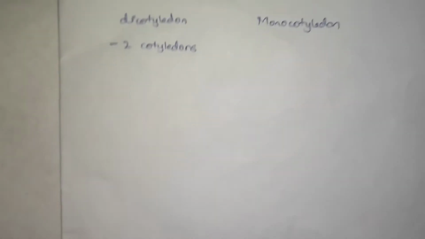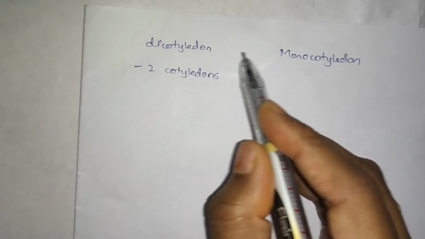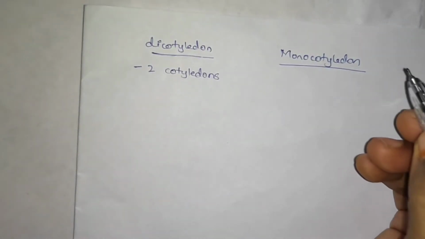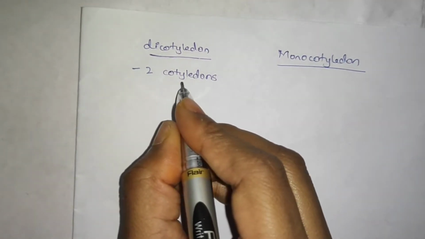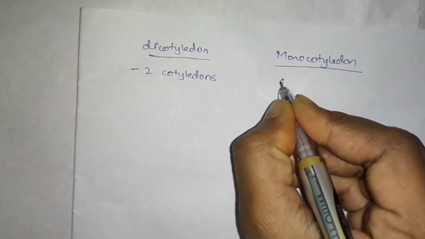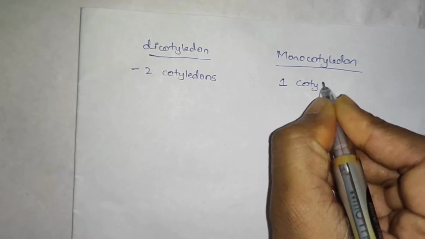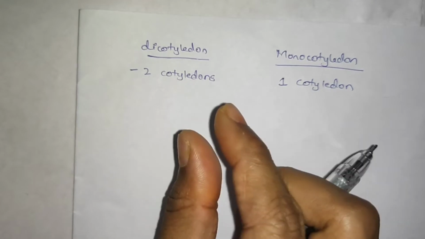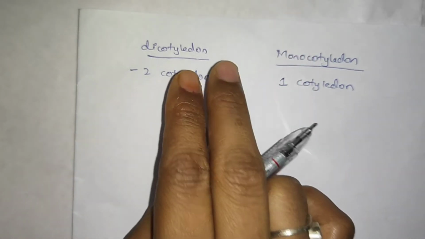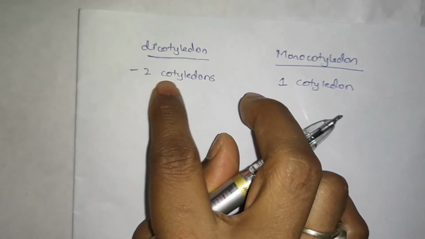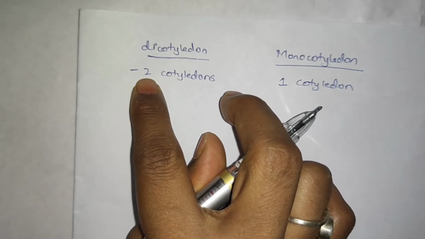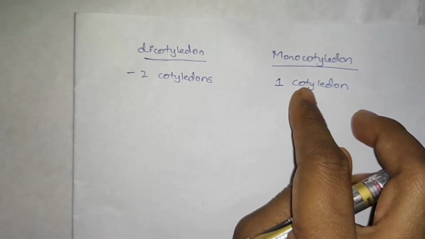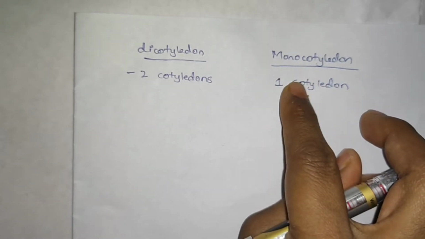These angiosperms are divided into two main classes. One is dicotyledon and another one is monocotyledon. Dicotyledons have two cotyledons. In case of monocotyledon, only one cotyledon will be there. Take the pulses that split into two halves, where you find two cotyledons, for example gram. In case of monocotyledons, jowar, maize. These have only one cotyledon.